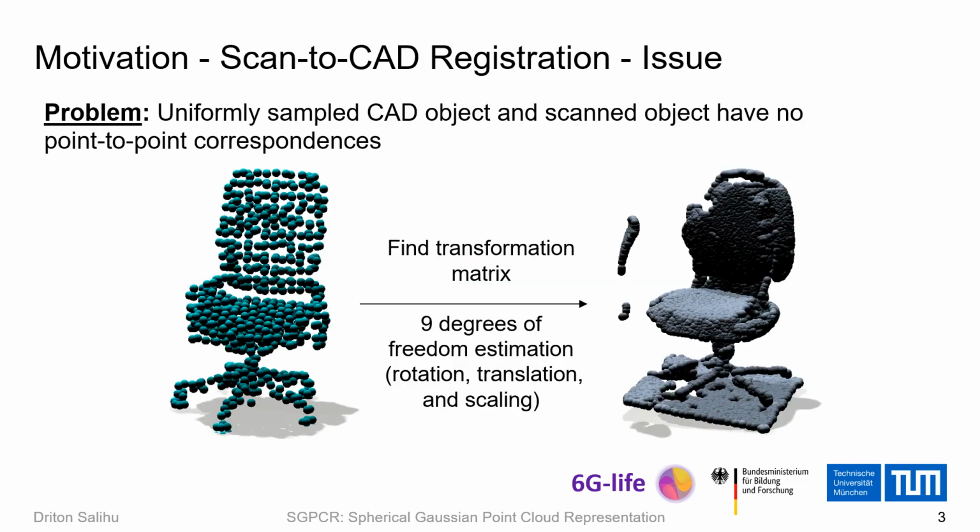Due to no point-to-point correspondences between scanned real-world point clouds and uniformly sampled CAD models, a need for finding a generalized representation of point clouds arises. By finding a generalized representation, our model is able to find rotation, translation, and scaling information between two point clouds without point-to-point correspondences, solely from the structural information.